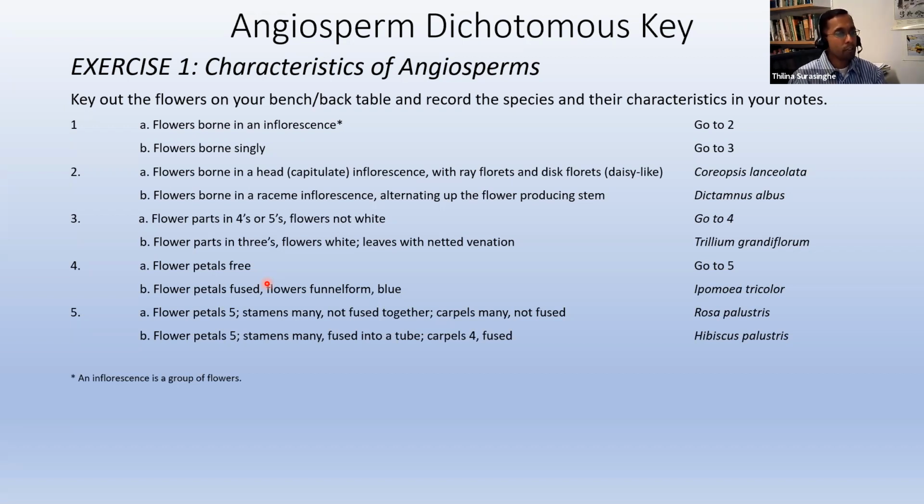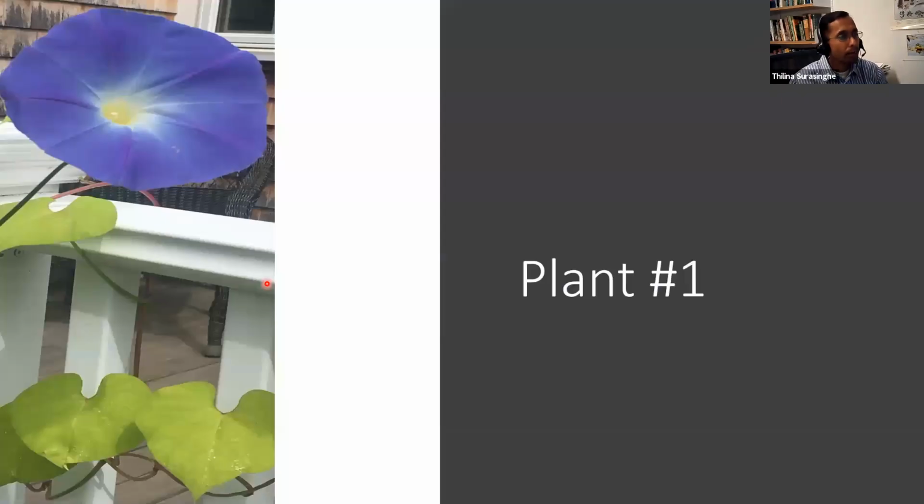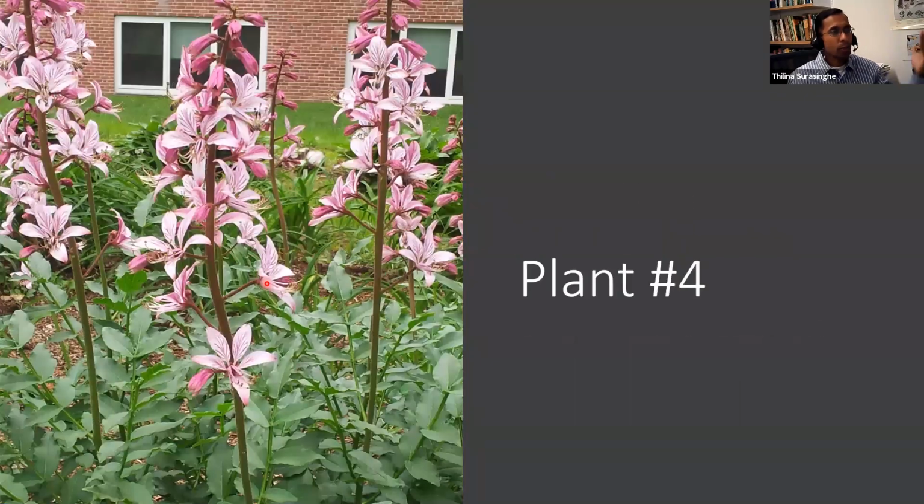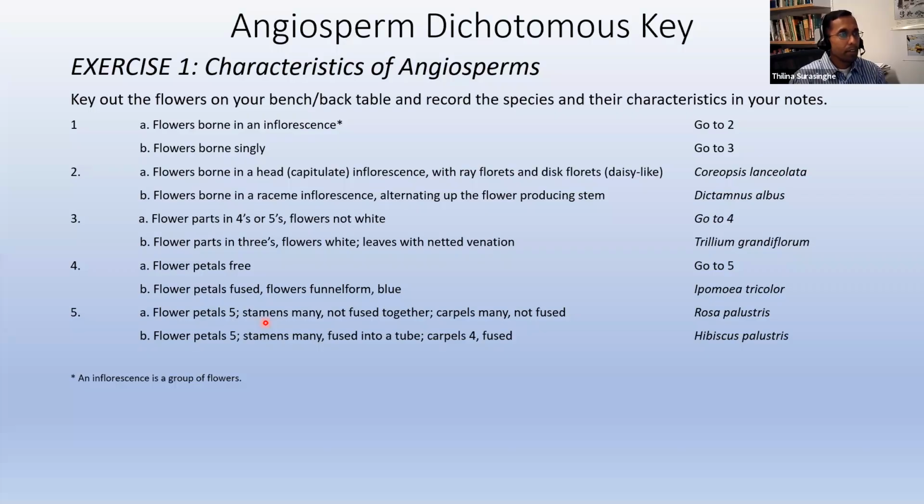So what is the difference between head versus raceme? In a raceme, you have a stem and multiple flowers coming out of it. So is it going to be A or B? A, obviously A. So we go to, well, coreopsis. So like that, it's actually pretty easy to understand.